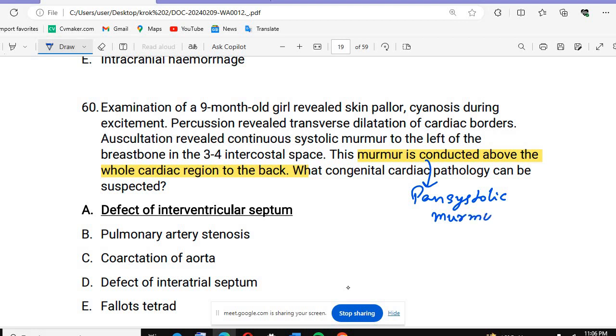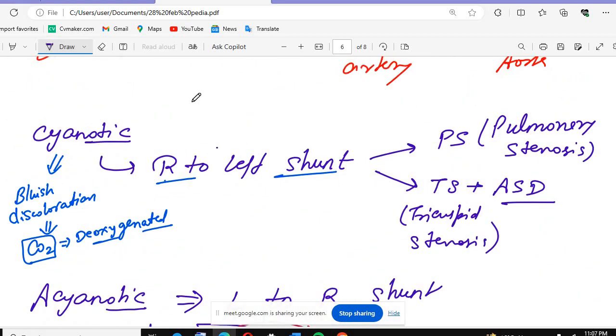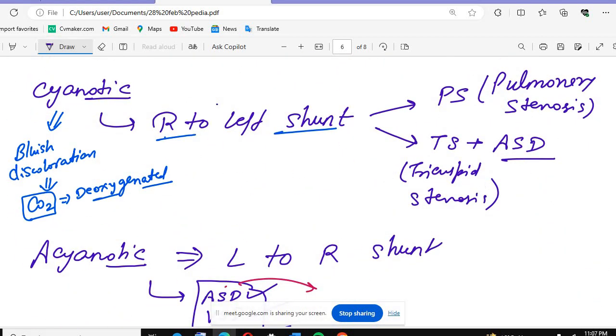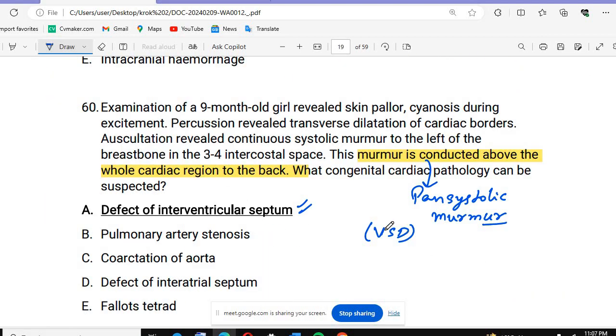So this is seen in case of ventricular septal defects. So again, what is the problem in the ventricular septal defect? That the defect of interventricular septum will be there. And we already studied the cyanotic and acyanotic conditions. So in cyanotic conditions, we have the right to the left side, and in acyanotic we are having the left to the right side. So we will be having the ventricular septal defects. So that is what becomes the acyanotic conditions.